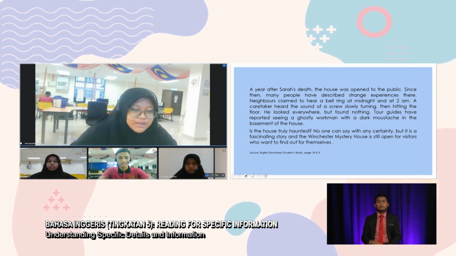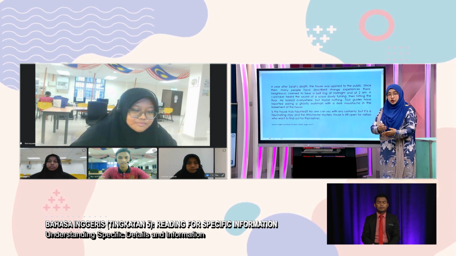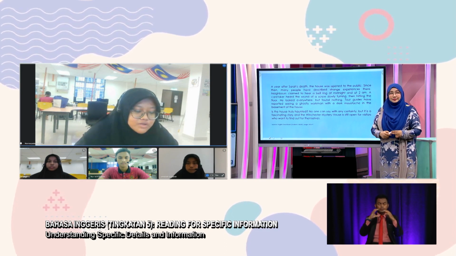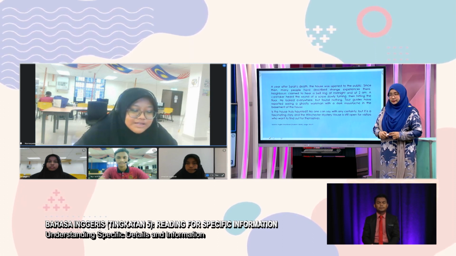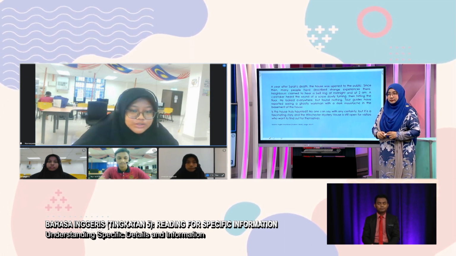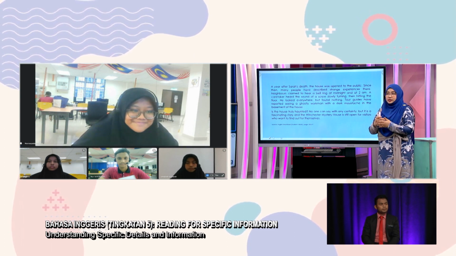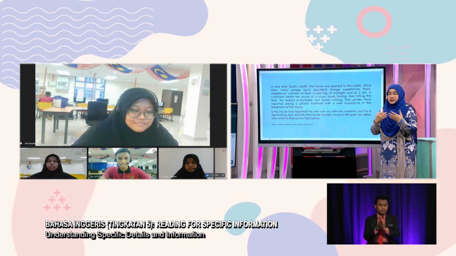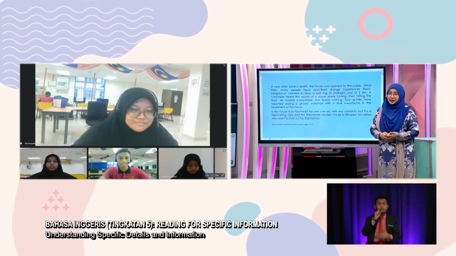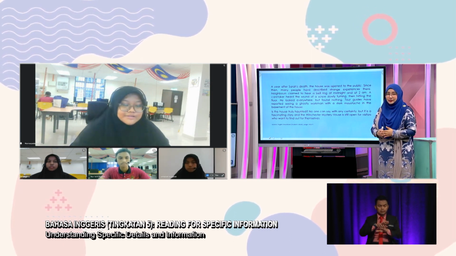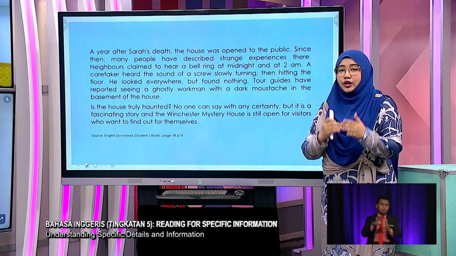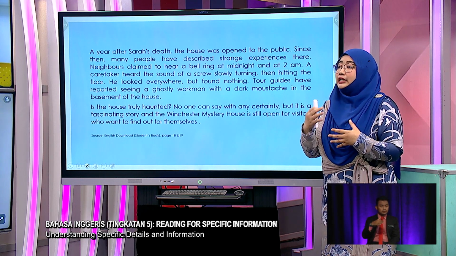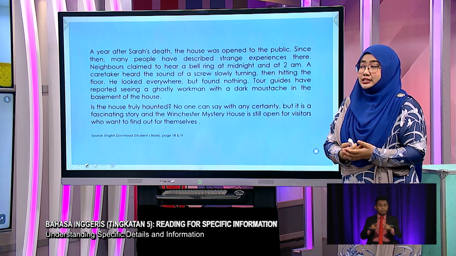Okay, so Rashada, what are the 2 paragraphs talking about? These 2 paragraphs are talking about strange experiences that happened after Sarah's death, but no one can say it for sure. Okay, yeah, it's again about the strange things that happen even after Sarah's death, but nobody's sure. There's no certainty as to what happened in the house. Okay, thank you, guys. So we have identified what each paragraph means, so we somehow have a clearer idea of what the text is about.